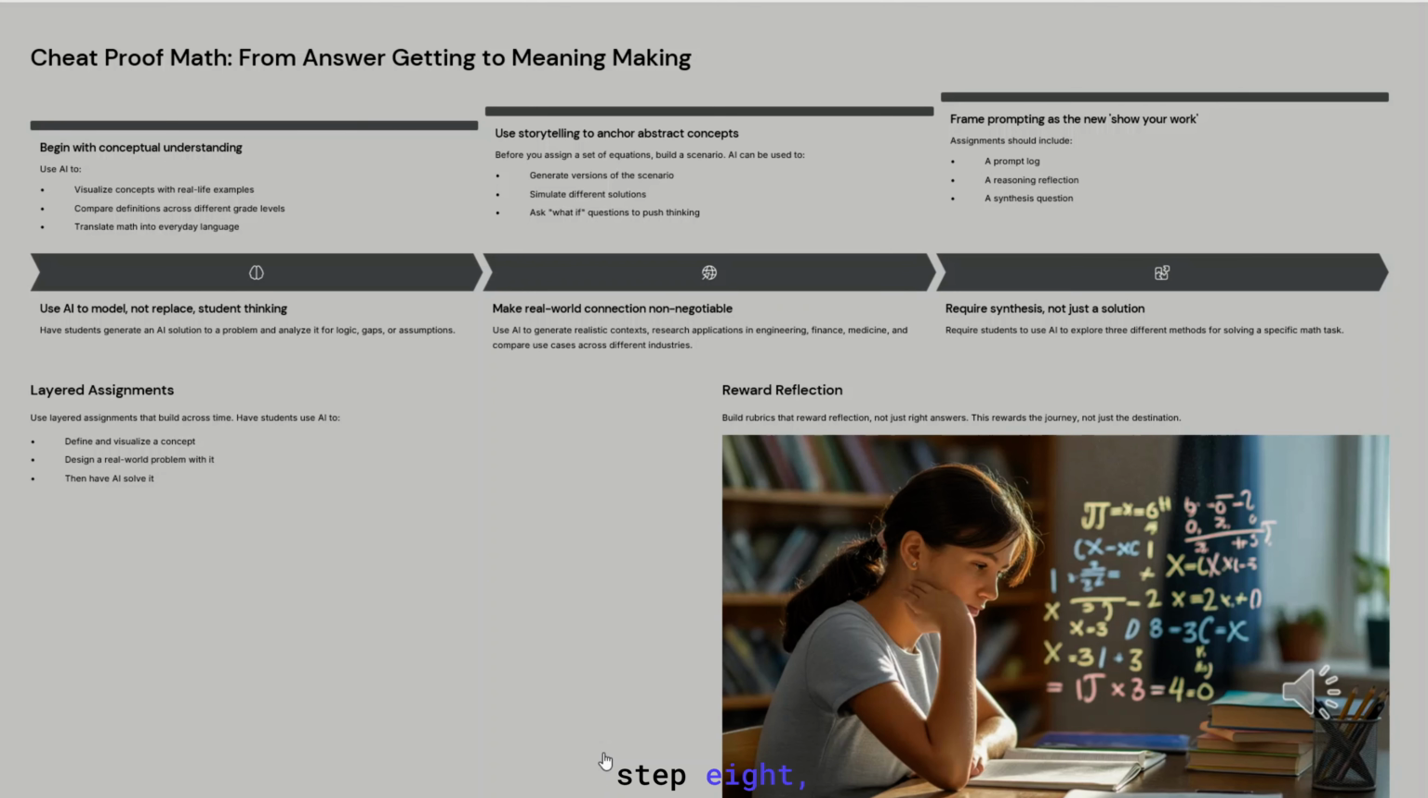And finally, step 8, build rubrics that reward reflection and not just the right answers. You can update your scoring guides with 20% of it counting towards conceptual explanation, 25% going towards the use of AI to deepen understanding, 25% of the rubric where they're using real world relevance or scenario creation, and 30% as a final solution and justification. So now this rewards the journey and not just the destination.